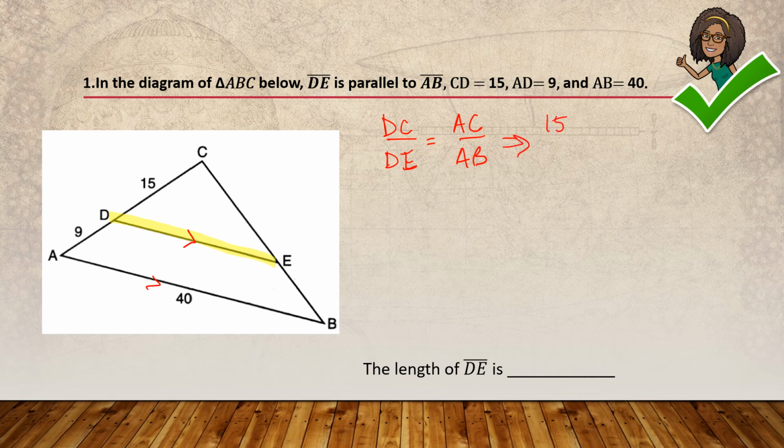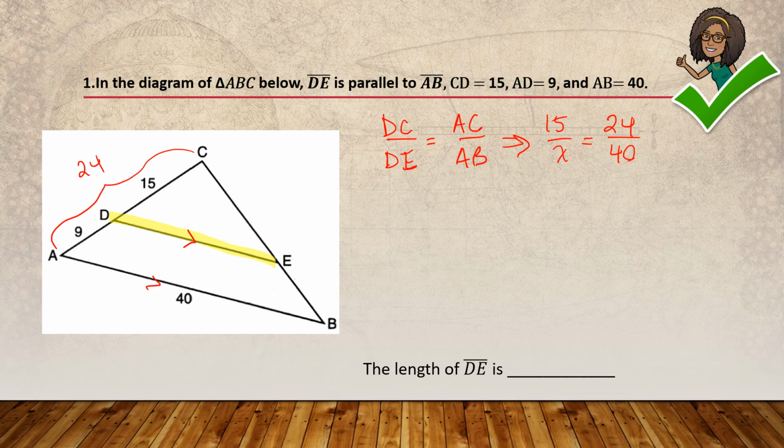DC is 15. We have DE as x. We have AC as 24. And we have AB as 40. So you're probably saying, well, where did she get the 24 from for AC? Well, remember this whole segment added together, 9 and 15, gives me 24.